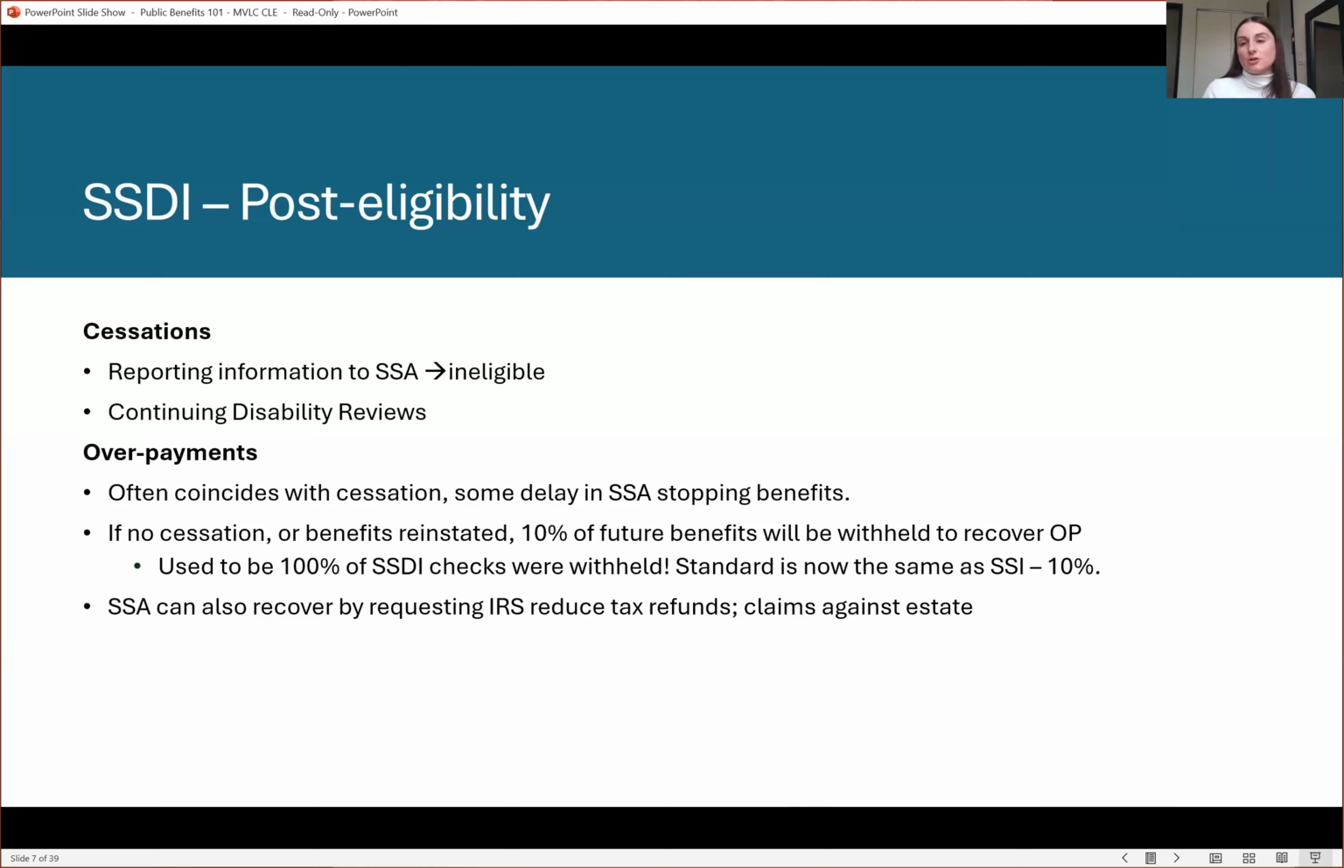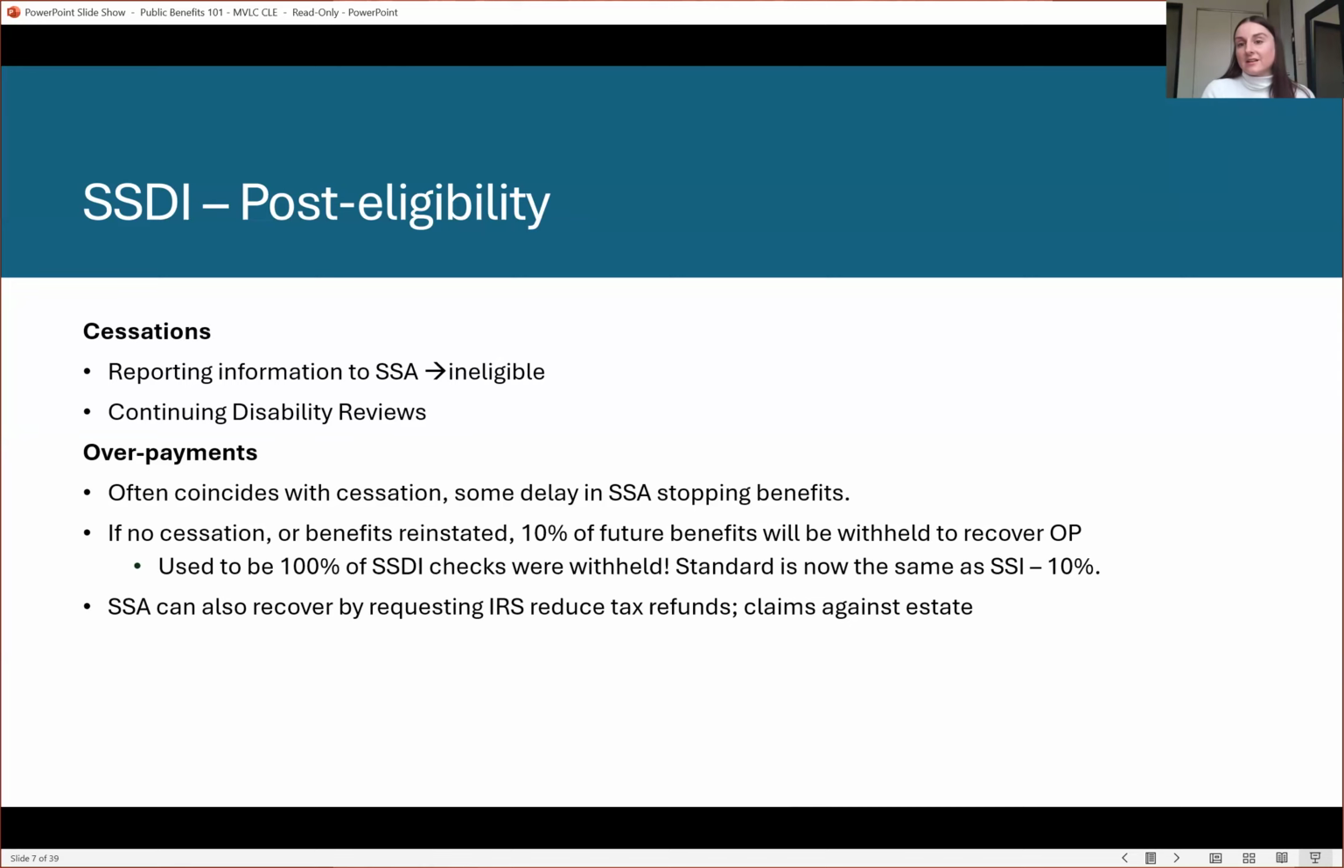So outside of this initial period when you're first on SSDI and you can work a little more, if you're outside that period and you're found to make over that amount every month, it could lead to a cessation. And it's also often coupled with an overpayment as well. There's usually a delay in Social Security stopping benefits, even if you self-report that you're making too much, because people don't know, I've reported that I'm over SGA, but I'm still getting benefits. Do I have to give the benefits back?